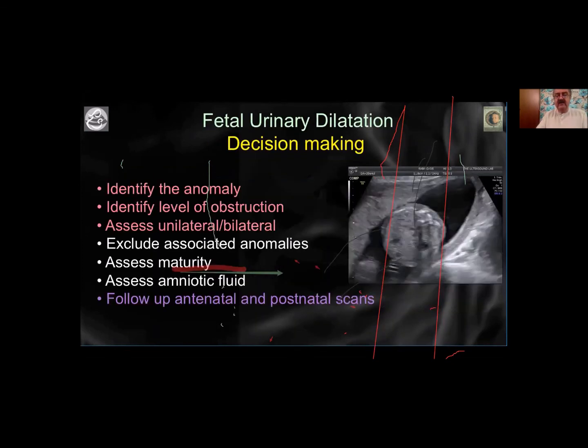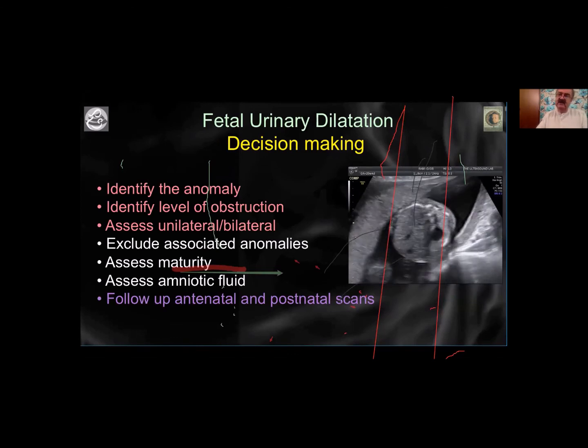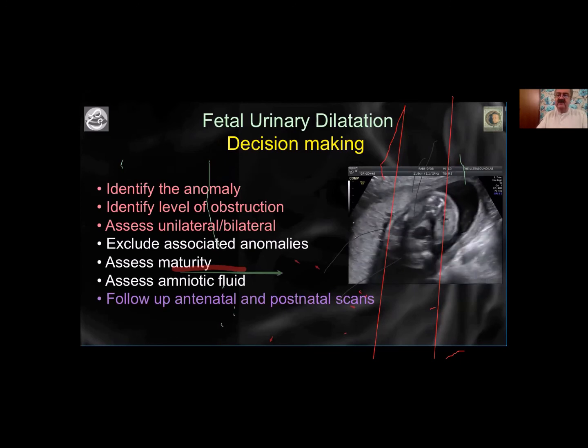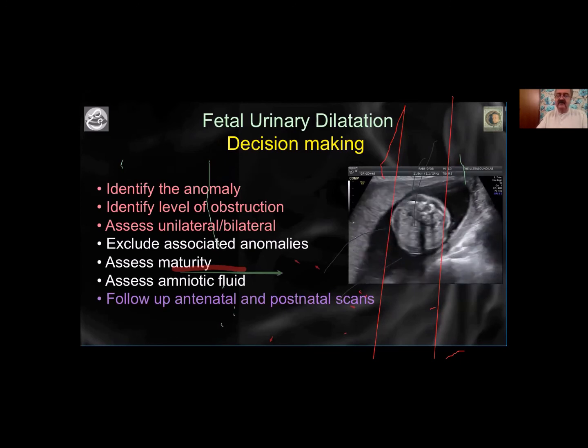But more important, we do understand that the level of obstruction has to be identified, and also to look whether it's unilateral or bilateral, associated abnormalities and quantity of amniotic fluid. And then the decision depends on the maturity.